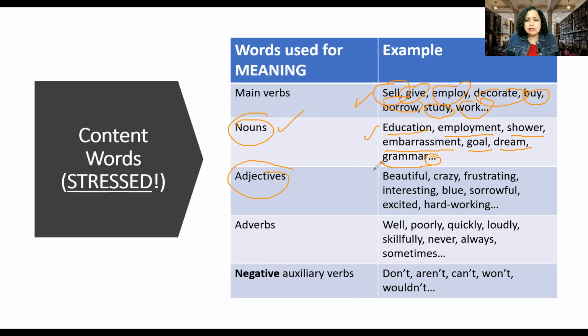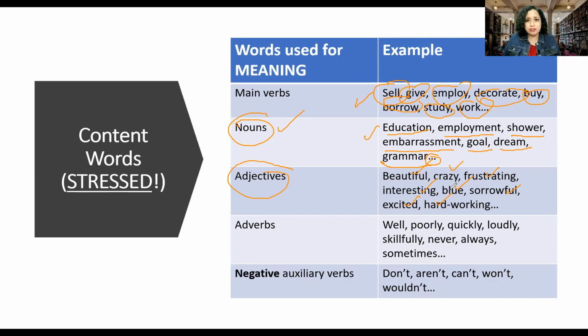Adjectives, this is easier: beautiful, crazy, frustrating, interesting, blue, sorrowful, excited, hardworking, and so on. Why are you stressing those words? Remember, if you are using adjectives, it's because you are describing something, or a noun, or the subject of the actual sentence. And if you're describing, you are putting some stress on those words.